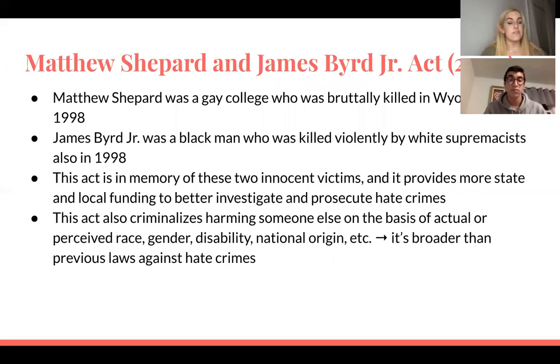Okay, so the Matthew Shepard and James Byrd Act was passed in 2009. Matthew Shepard was a gay college kid who was brutally killed in Wyoming in 1998, and James Byrd Jr. was a Black man who was killed violently by white supremacists also in 1998. This act is in memory of those 2 innocent victims, and it provides more state and local funding to better investigate and prosecute hate crimes. It also criminalizes harming someone else on the basis of actual or perceived race, gender, disability, national origin. It's broader than previous laws against hate crimes, as mentioned before.